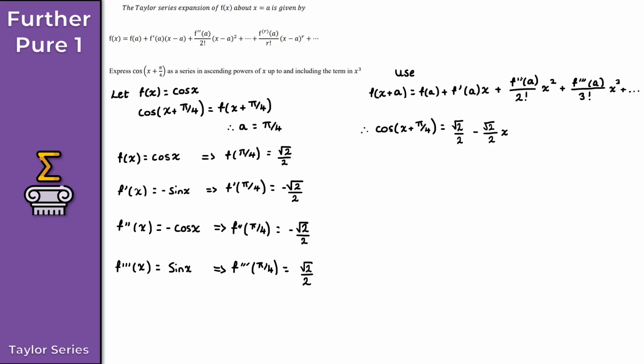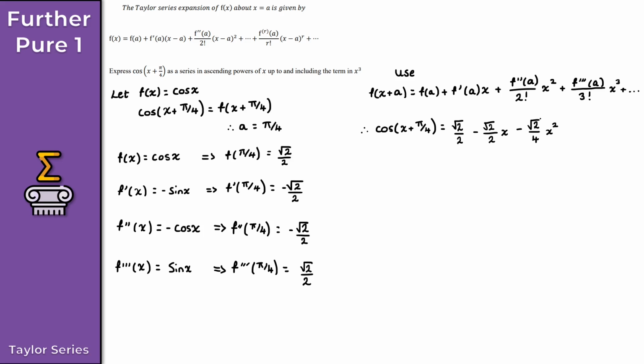We then have f prime prime of a over 2 factorial times x squared. So f prime prime of a, that's f prime prime of pi over 4, is minus root 2 over 2. If I divide that by 2 factorial, what I'm going to get here is minus root 2 over 4. Okay, so just be careful there. So minus root 2 over 4 x squared.